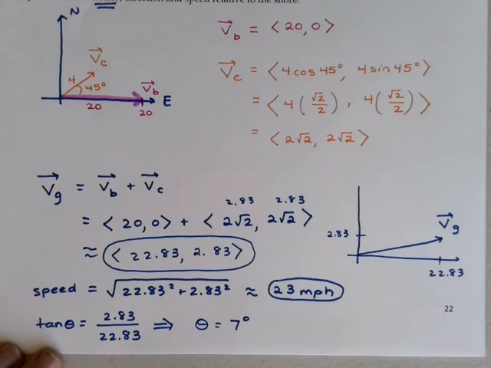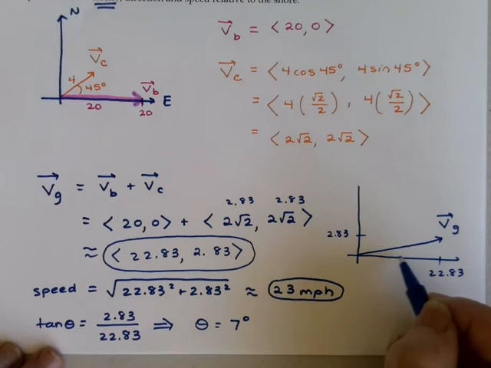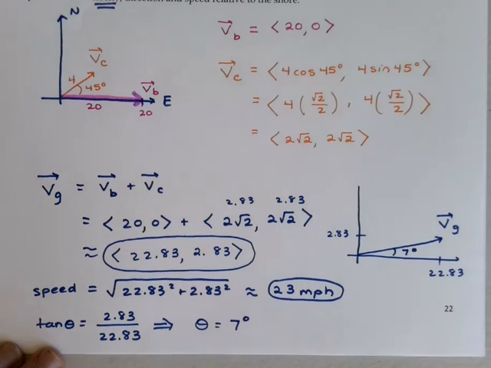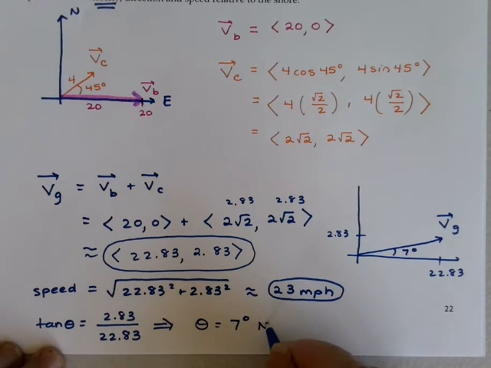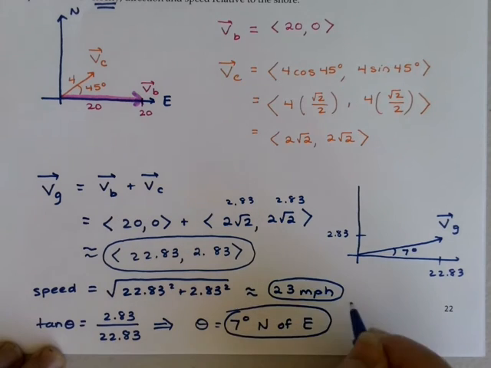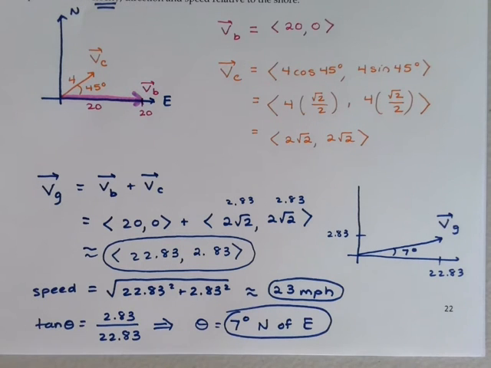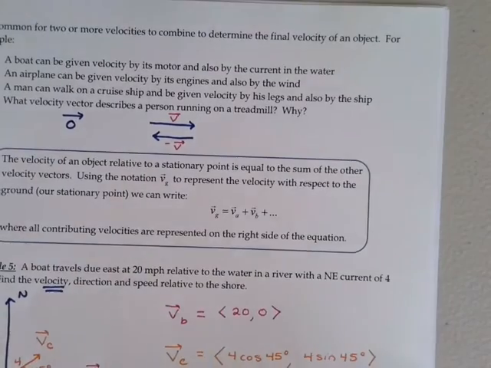I can just say 7 degrees if I want to, or if I want to be really explicit in terms of the directions, that would be 7 degrees north of east. And so there's the speed and the direction that the boat will actually go when you consider how it's trying to move along with the current. All right, it's not always necessarily true that VG is the unknown. Sometimes one of the contributing velocities may be unknown. So we'll look at that in our next example.